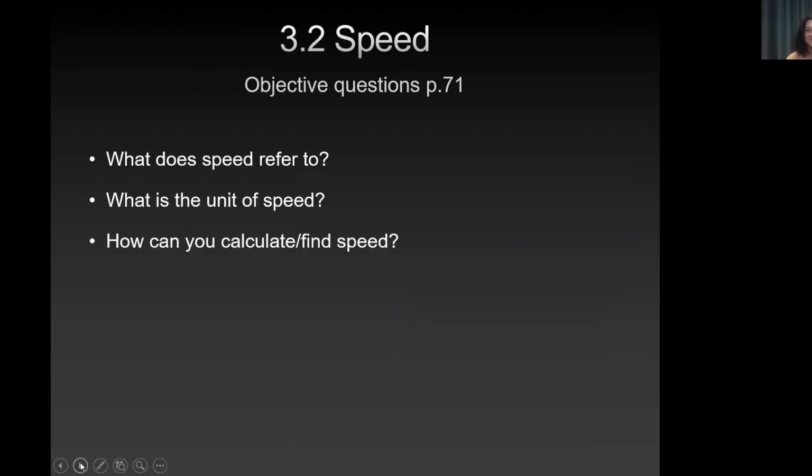Good day to you. So today we are looking at speed, and our objective questions are: what does speed refer to? What is the unit of speed, and how can you calculate or find speed? These questions are based on the objectives that we have to master by the end of this topic. So remember, our topic is speed.